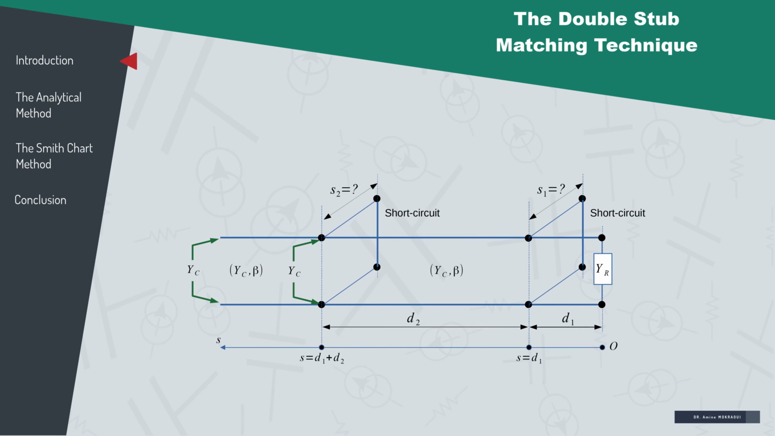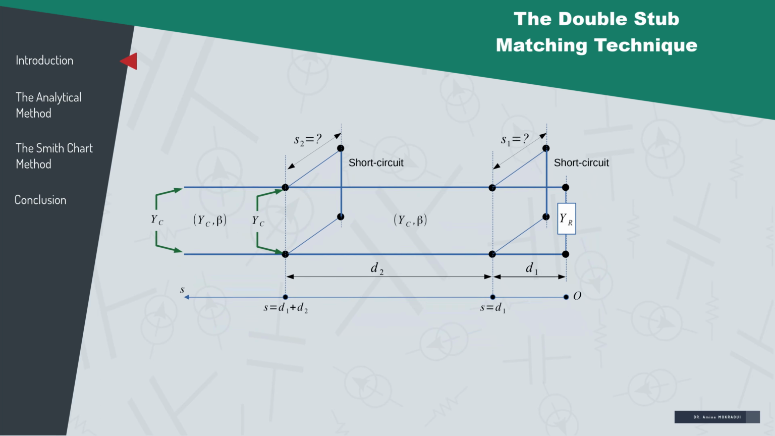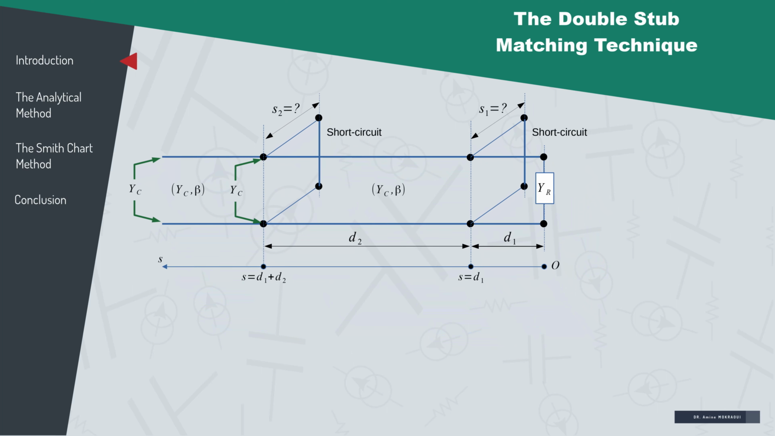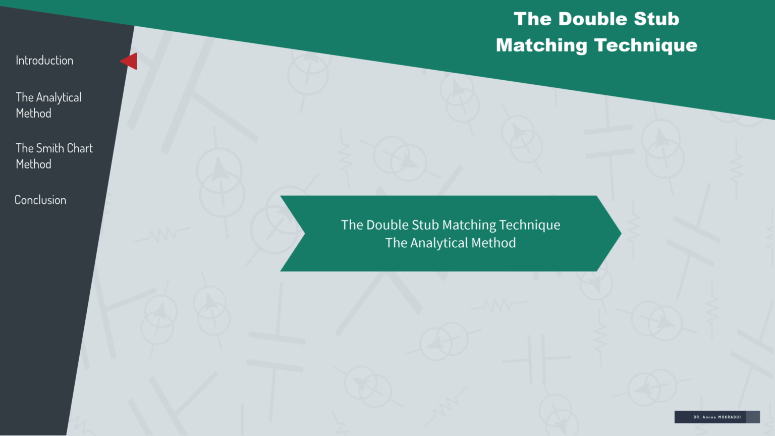To illustrate the use of the double stub matching technique, we will consider in this video a terminal impedance ZR equal 100 plus J50 ohm, a characteristic impedance ZC equal 50 ohm, and line length to be 1/6 of the wavelength for D1 and 2/3 of the wavelength for D2. Let's go the analytical way first.